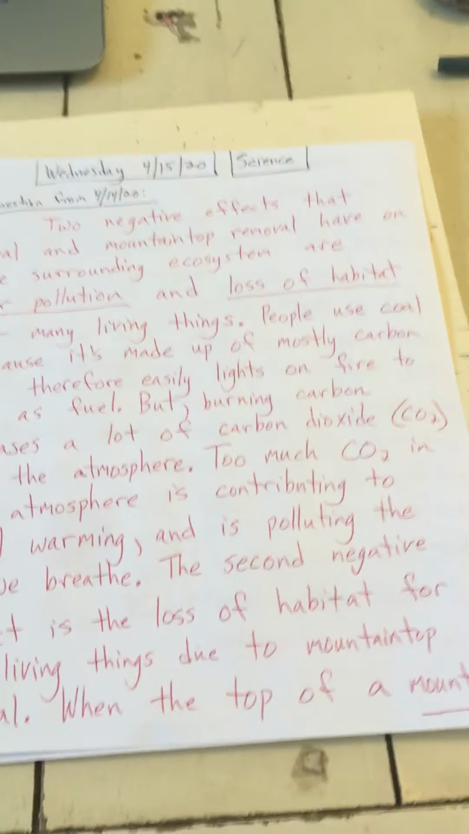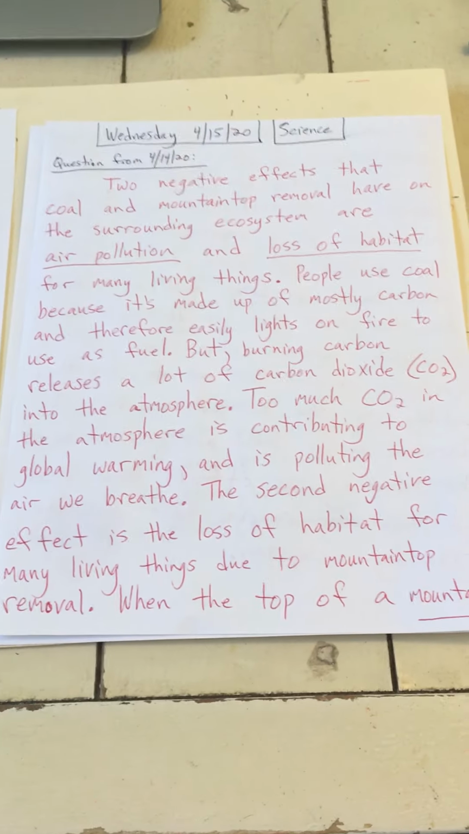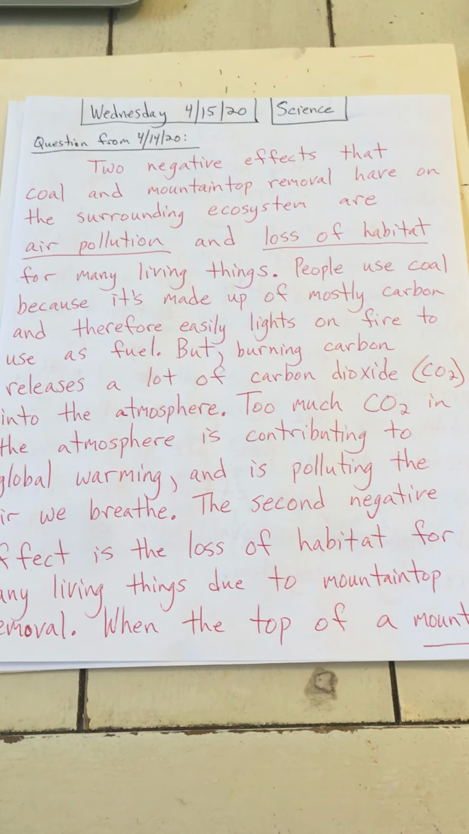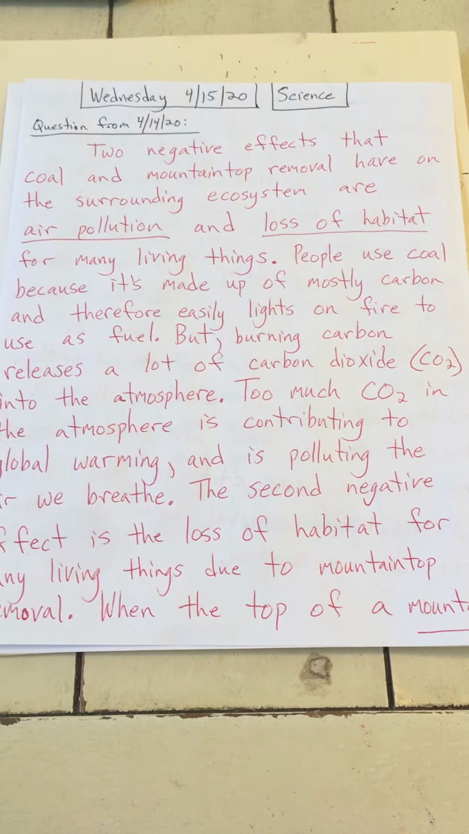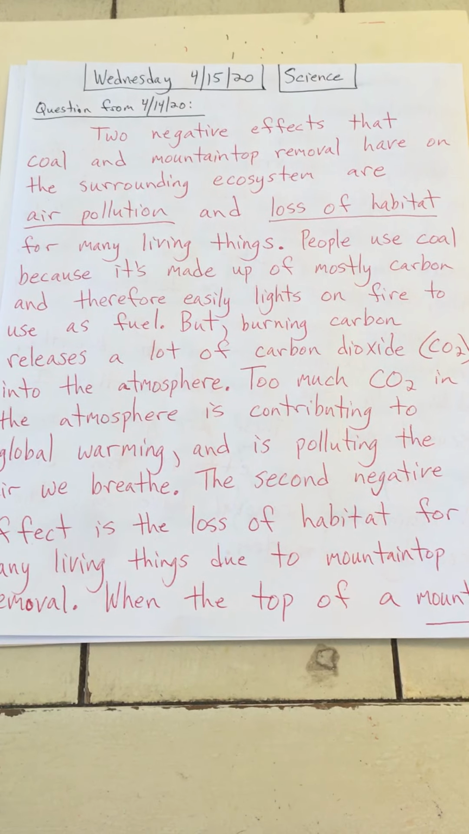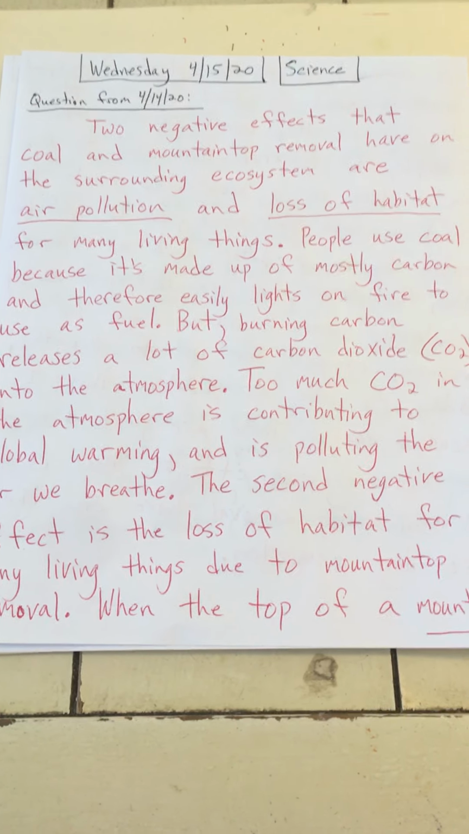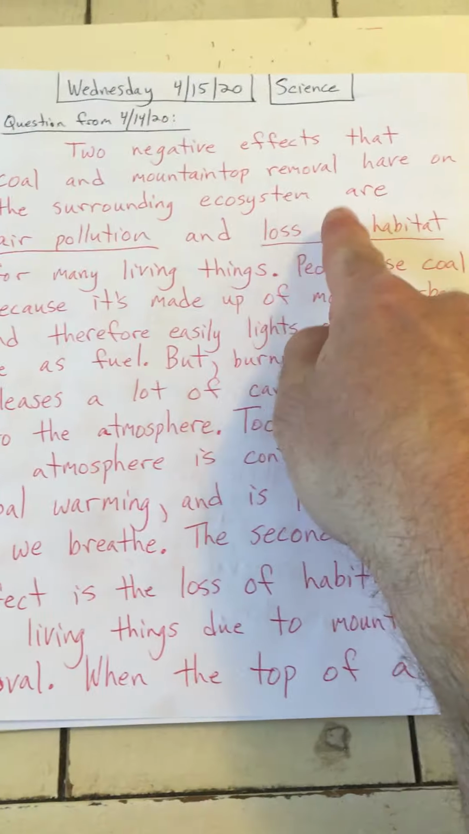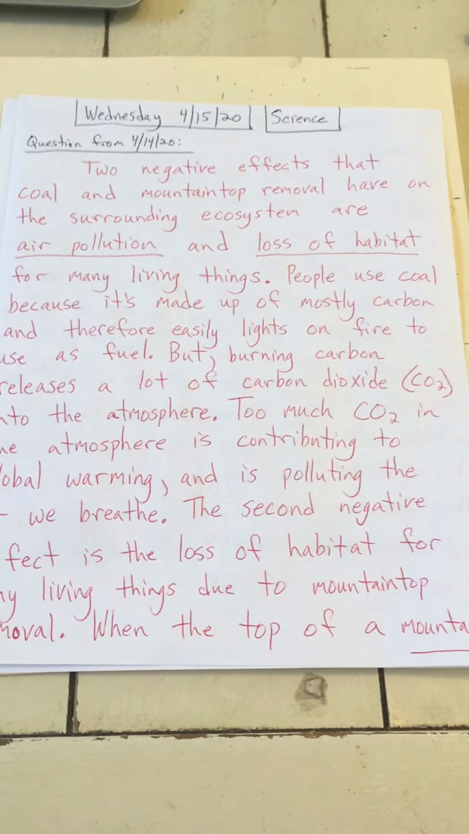Bear with me while I read this. This is probably some new information for you, so go back or slow my voice down if it's going a little too quickly. Here's the question from yesterday. It says, 2 negative effects that coal and mountaintop removal have on the surrounding ecosystem are, and here are my 2 answers, air pollution and loss of habitat for many living things.